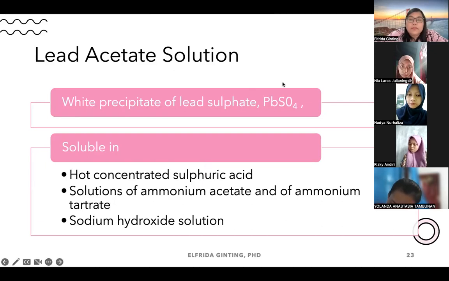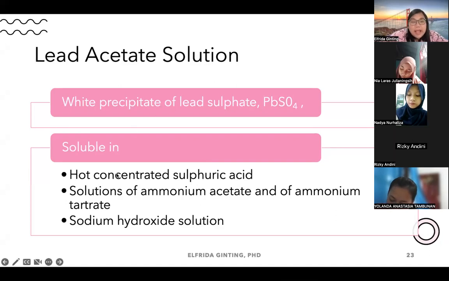The second one, lead sulfate will be soluble in a solution of ammonium acetate or ammonium tartrate. The third one, lead sulfate will be soluble in sodium hydroxide solution. So three types of solution will dissolve lead sulfate. Remember, it has to be hot and concentrated. If it is cold and dilute, it won't dissolve lead sulfate. So it should be hot concentrated sulfuric acid solution, then a mixture of ammonium acetate and ammonium tartrate, and the third one is sodium hydroxide solution.